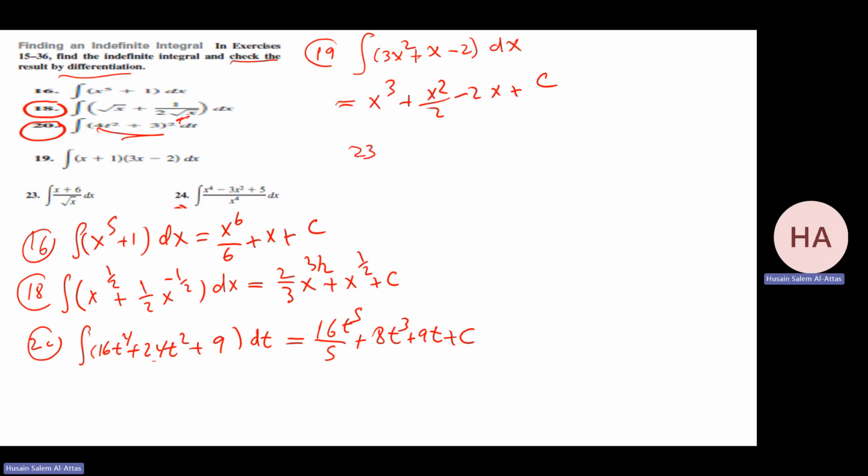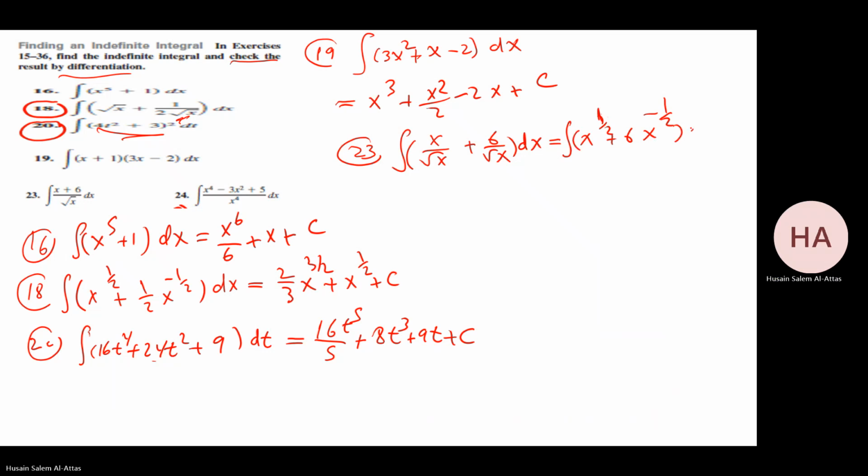23. That will be the integral of x over square root of x plus 6 over square root of x dx. That will be x to the power half plus 6 x to the power minus half dx. Add 1, that's 3 over 2, so I have 2 over 3 x to the power 3 over 2. Add 1, that will be half, multiplied by 2, so it will be 12 x to the power half plus c. Okay, which is 2 over 3 x to the power 3 over 2 plus 12 x to the power half.